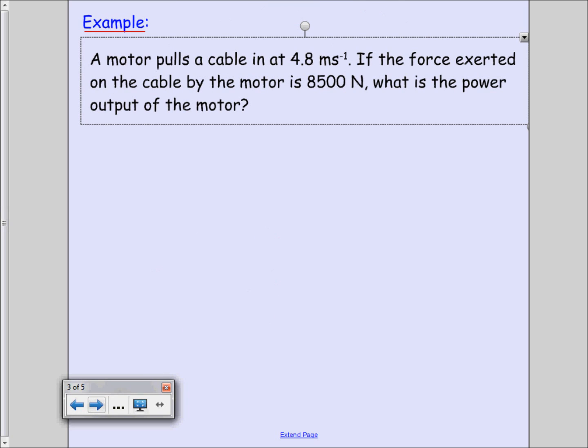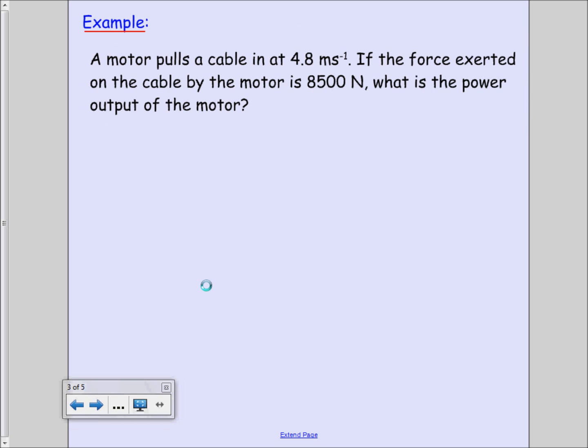Let's have a look at an example of a calculation here. We've got a motor applying a force of 8,500 newtons to pull a cable along. And so we've got motion, we've got constant velocity, we've got a force acting. So if we want to figure out the power, then it is simply force times velocity. 8,500 times 4.8, and when we work that out, what do we get? 40,800 joules.